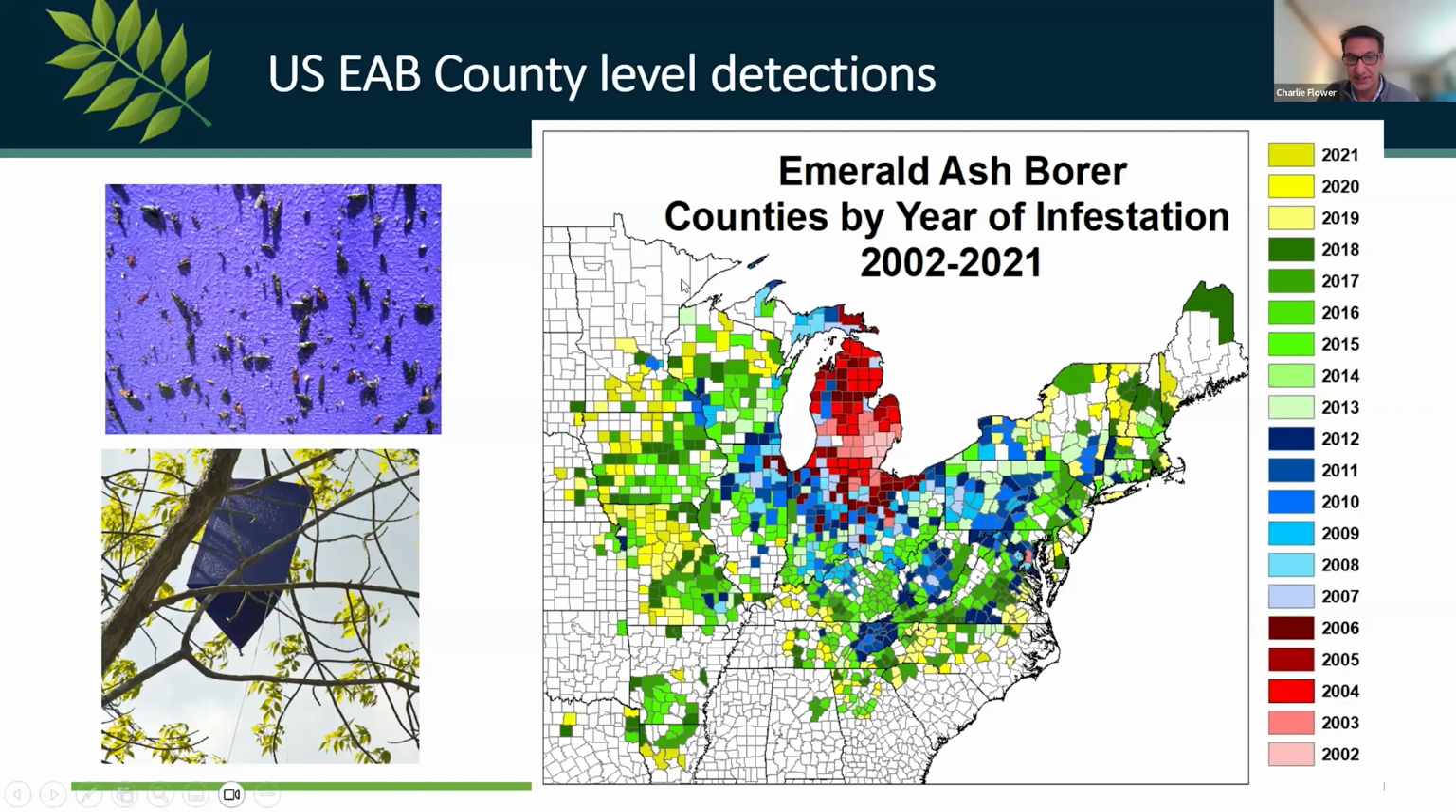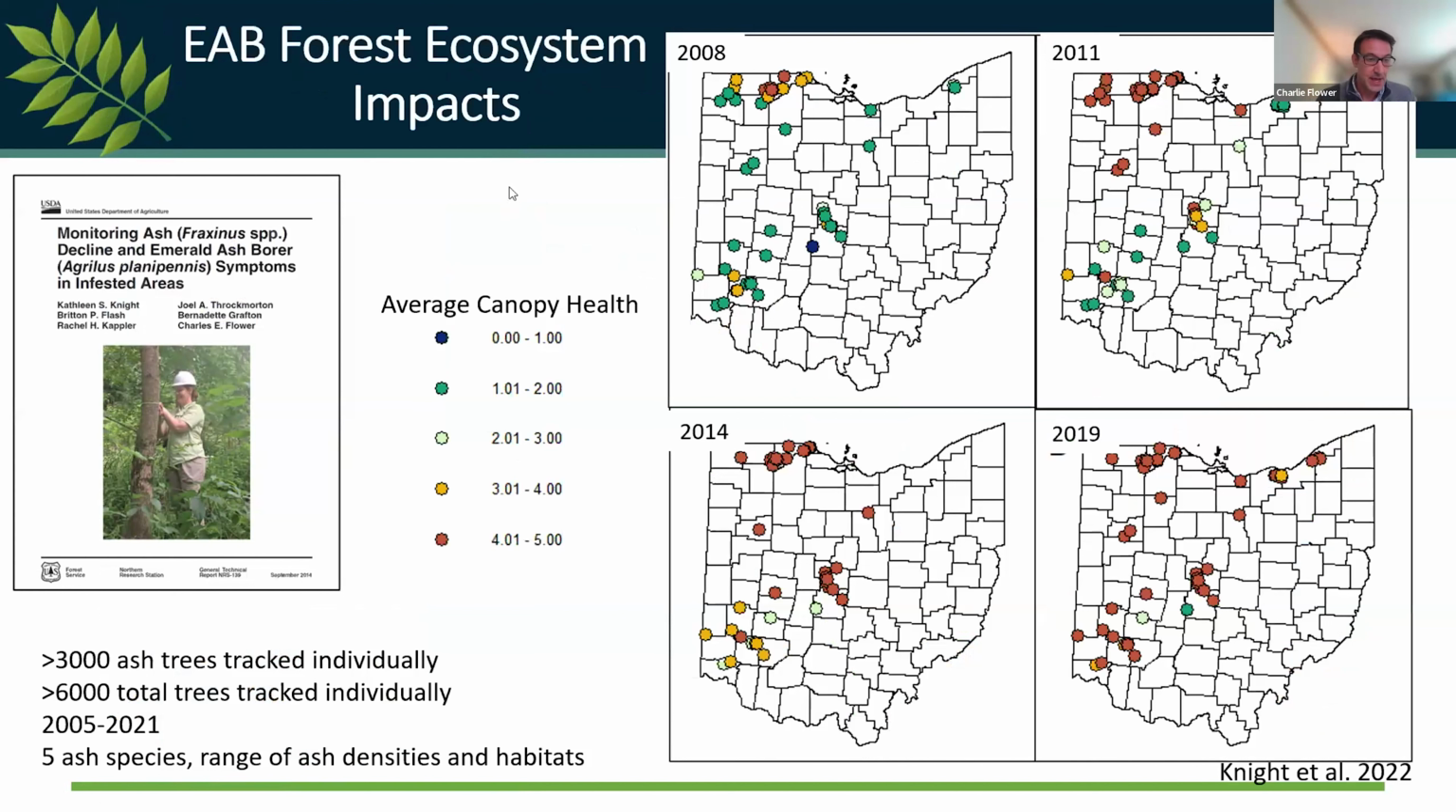So what we've done here in Ohio is we've tracked over 3,000 ash trees individually and 6,000 total trees from 2005 to 2021. This covers 5 different ash species and a range of densities and habitats. And so you can see here early on when we started to put some canopy traps up and trap EAB in general, but also formally analyze some of this data.